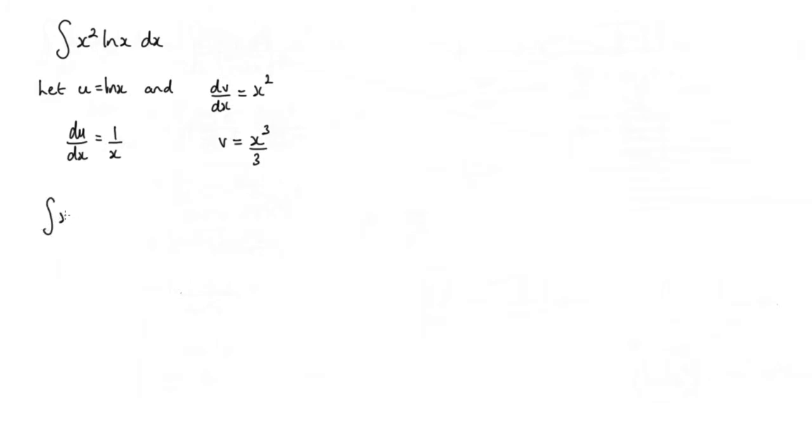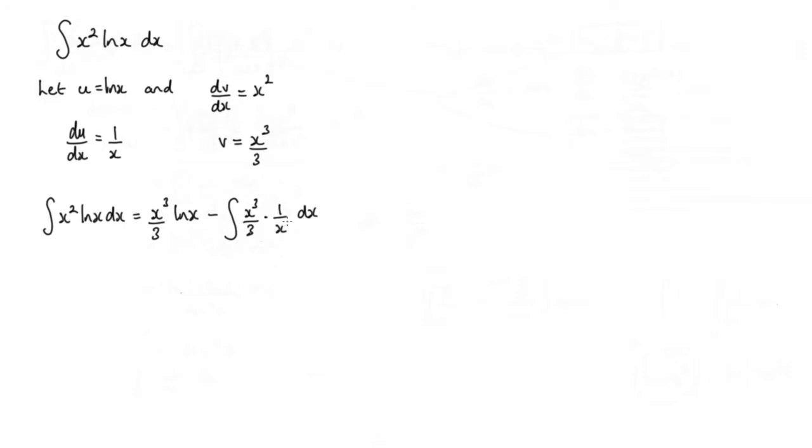So we've got the integral of x squared log x dx equals, well, it equals u times v. So that's going to be x cubed over 3 times log x, minus the integral of v, x cubed over 3, times du dx, so that's times 1 over x, with respect to x.